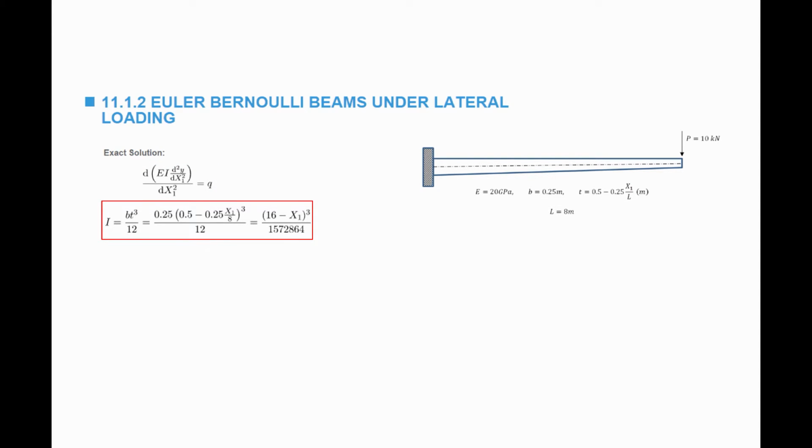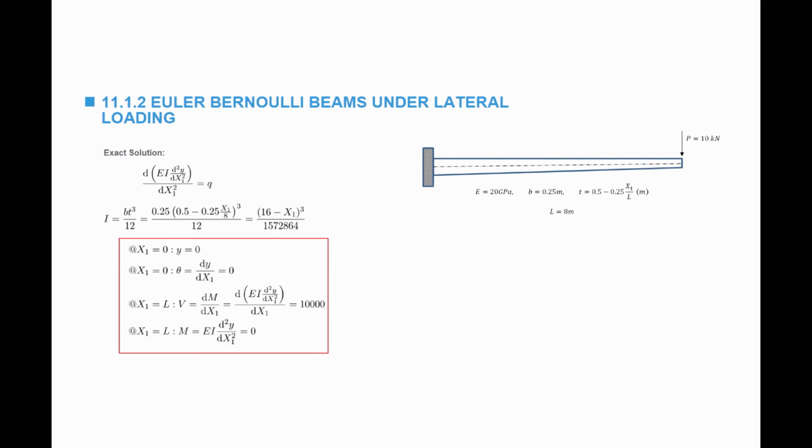A complication arises because the moment of inertia I is actually a function of x, because I is equal to b t cubed over 12, where t is the thickness, or in this example it's the height. So t is equal to 0.5 minus 0.25 x1 over L. And so this is the I as a function of x1. And so you can see when I is input into this equation, you will get a really complicated differential equation that's not easily solvable by hand.